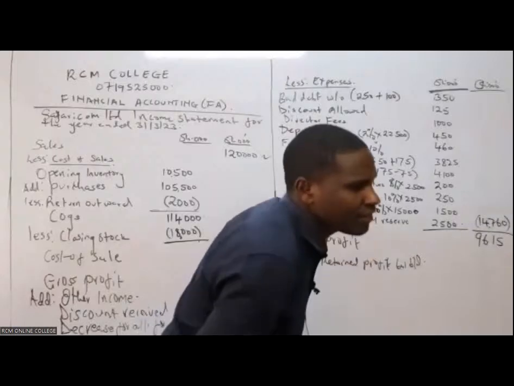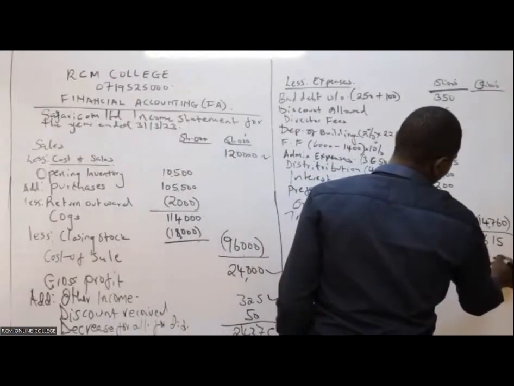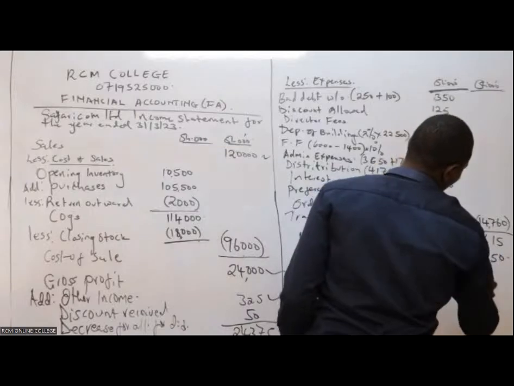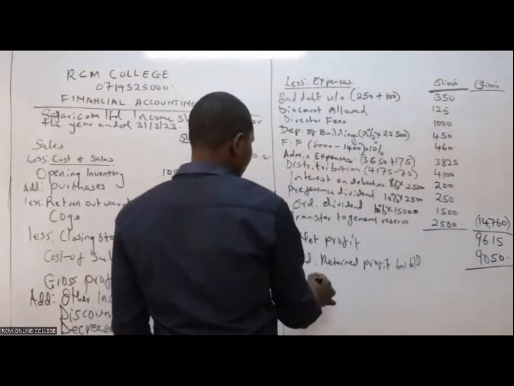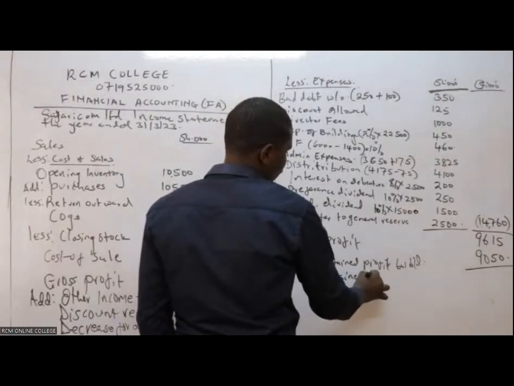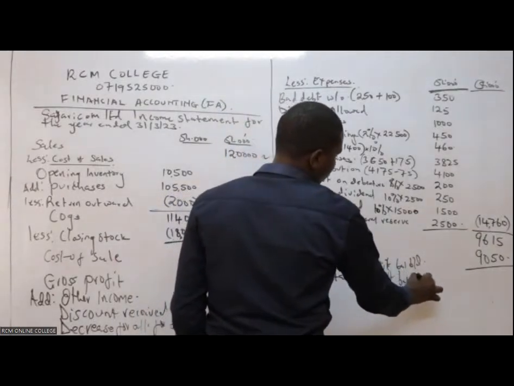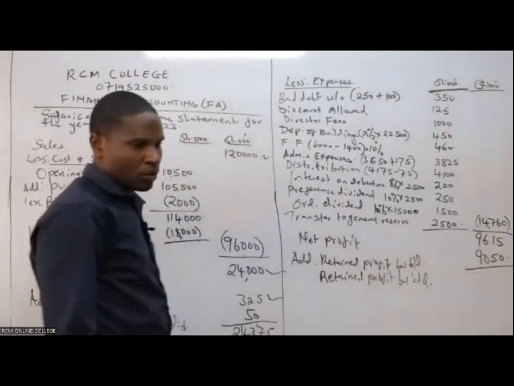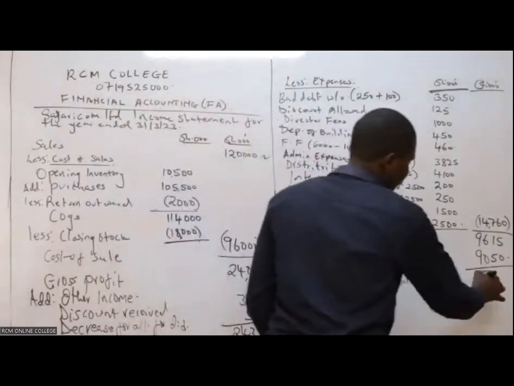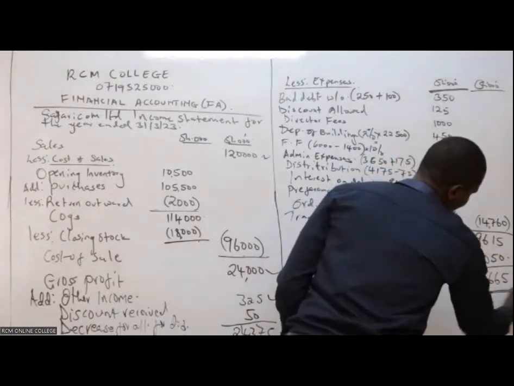So that now we get profit for the year, 90, 50. You add that, then you get retained profit balance carried down. Now 18,665. Let's go to the balance sheet very fast.